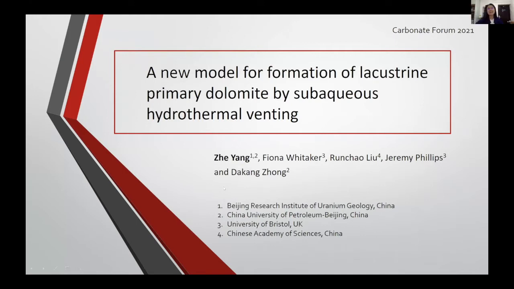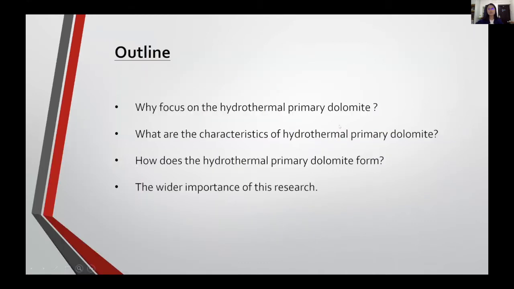I'm Zhe Yang. Last year I got my doctoral degree, and now I'm working for the Beijing Research Institute of Uranium Geology. Today, I'm so glad to show my research work about the hydrothermal primary dolomite in the rift basin. I will introduce my research through three questions to show what I thought and did. Then I will give several implications of this research.